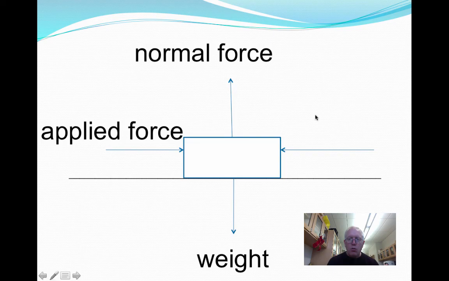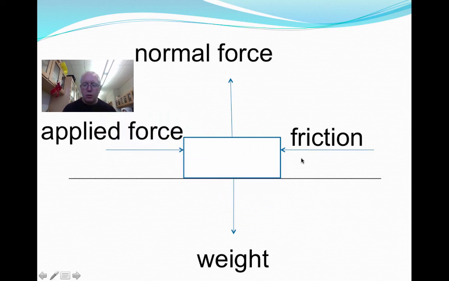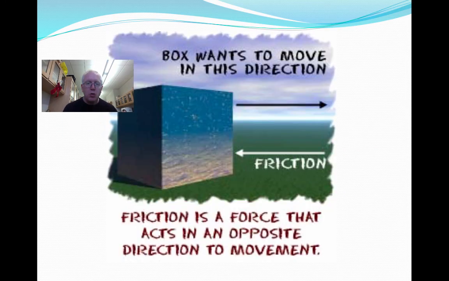But I got one more force here, and I want to identify that. And do you know what it is? If I supply a force to slide something across a surface, what's working against me? If you said friction, you are correct. Friction is the force working against you. And anytime you are sliding something across a surface, friction will be working against you. It's always opposite to the direction of motion.